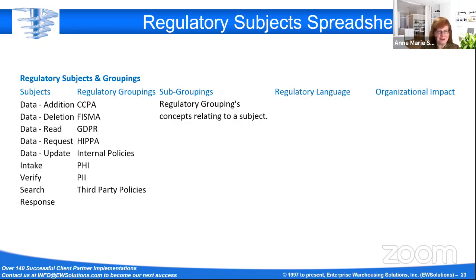Does each subject, for example, data addition, have one and only one possible regulatory grouping? I wish. No, that's a great question. It'll be multiple, and typically something like that, you're going to have several, and that's the big challenge. So you'll have CCPA for data addition. You might have HIPAA for data addition. You might have PII for data addition. PHI too, depending on what you are. It's a great point.